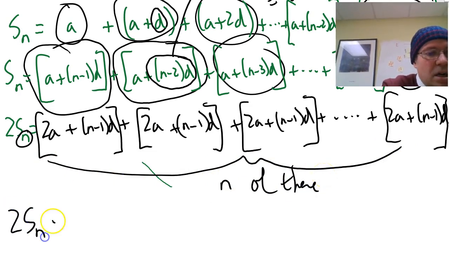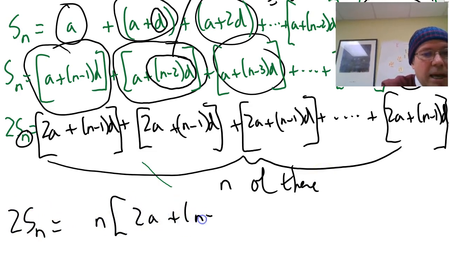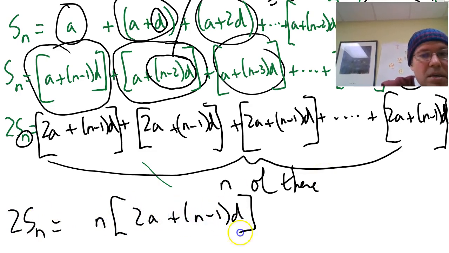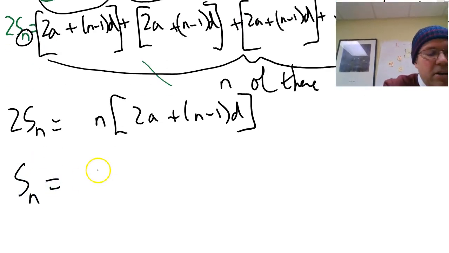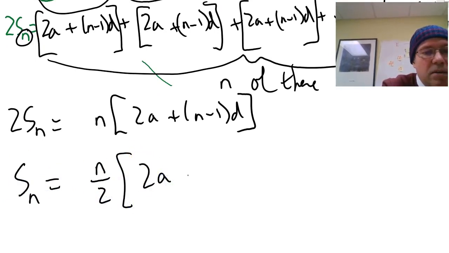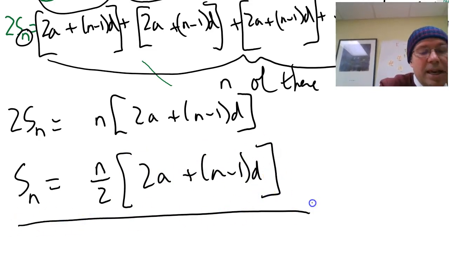So double my sum is n times (2a plus (n minus 1)d). So therefore, I've got a formula for the sum of the first n terms of an arithmetic series. Just divide it by 2, because I had double the sum, so Sn is n over 2 times (2a plus (n minus 1)d). And there you have it.